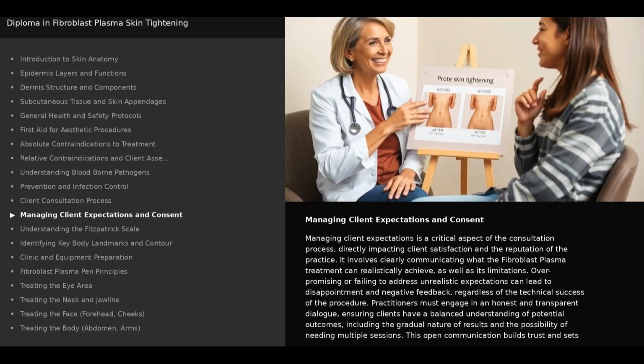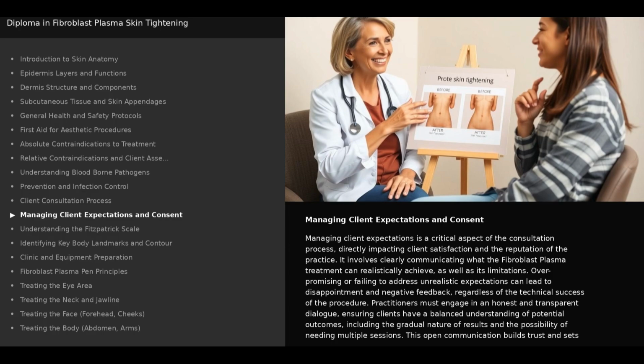Managing client expectations and consent. Managing client expectations is a critical aspect of the consultation process, directly impacting client satisfaction and the reputation of the practice. It involves clearly communicating what the fibroblast plasma treatment can realistically achieve, as well as its limitations. Overpromising or failing to address unrealistic expectations can lead to disappointment and negative feedback, regardless of the technical success of the procedure. Practitioners must engage in an honest and transparent dialogue, ensuring clients have a balanced understanding of potential outcomes, including the gradual nature of results and the possibility of needing multiple sessions.